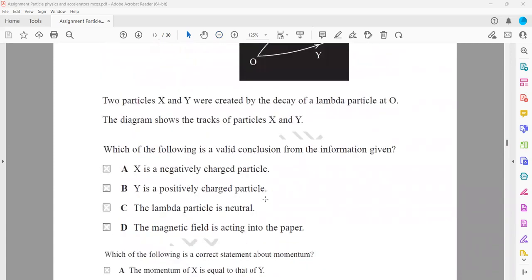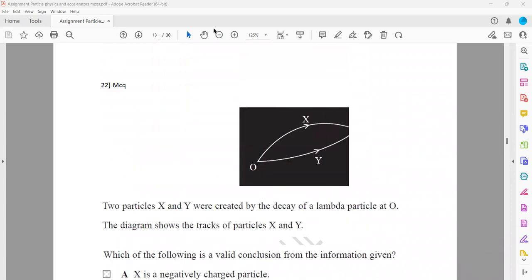The total momentum of the system is zero. That's also wrong because particles X and Y are moving. The lambda particle was also moving before it decayed. If there was a stationary lambda particle and it decayed, on one side it would produce X and on the other side Y. So the total momentum is not zero.